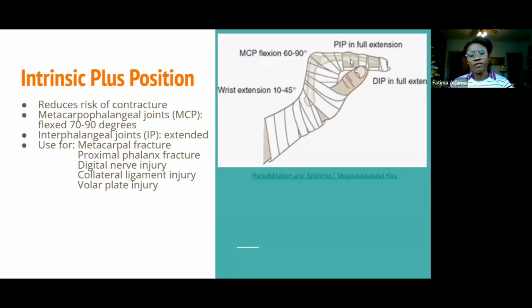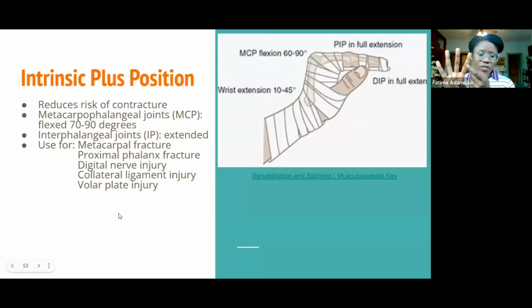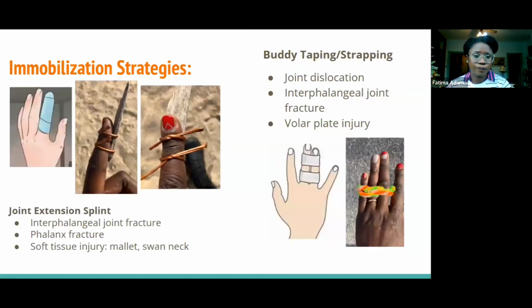IP joints, interphalangeal joints, you want them to be extended. Okay, you can use it for metacarpal fracture, proximal phalanx fractures, digital nerve injuries, collateral ligament injuries. A collateral ligament is the ligaments on the sides of the joints of the fingers. Volar plate injuries. So volar plates would be the fibrous structures on the front here. You can use it to keep things safe so that people don't hyperextend and strain that structure while it heals.